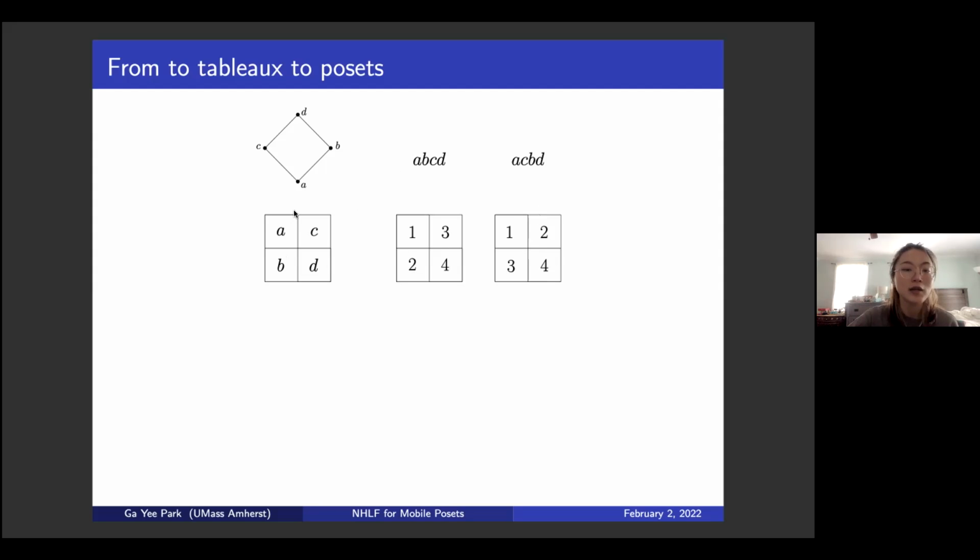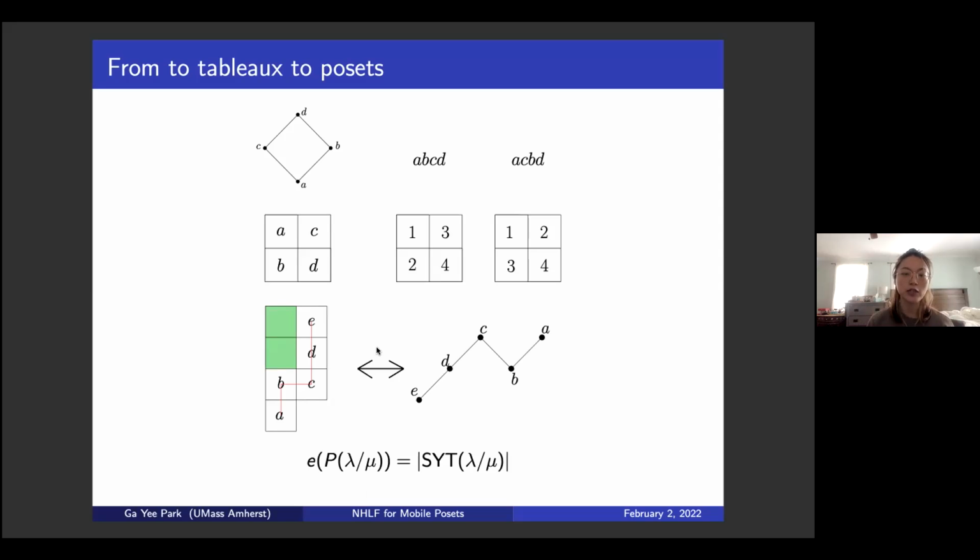And if I'm trying to make a standard Young tableau out of this shape, it doesn't really matter what it is, as long as B and C are bigger than A and smaller than D. It's an equivalent statement to the fact that for linear extensions of this poset, B and C must come after A and must come before D. And this is true for the general case as well, even for skew shapes in general. The number of linear extensions of a poset derived from the shape of a Young diagram is equal to the number of standard Young tableaux of that particular shape as well. True for both straight and skew shapes.